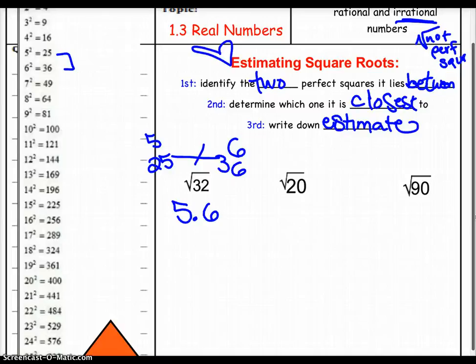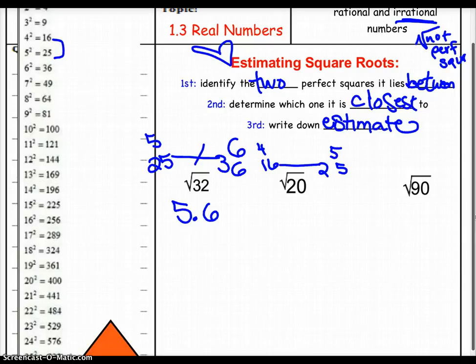20. Which two perfect squares does 20 lie between? Right, so 16 and 25, right? So 16 and 25. Look at my strategy. Write my strategy down. That I'm writing down the perfect squares, and I'm writing what their square root is. Okay?